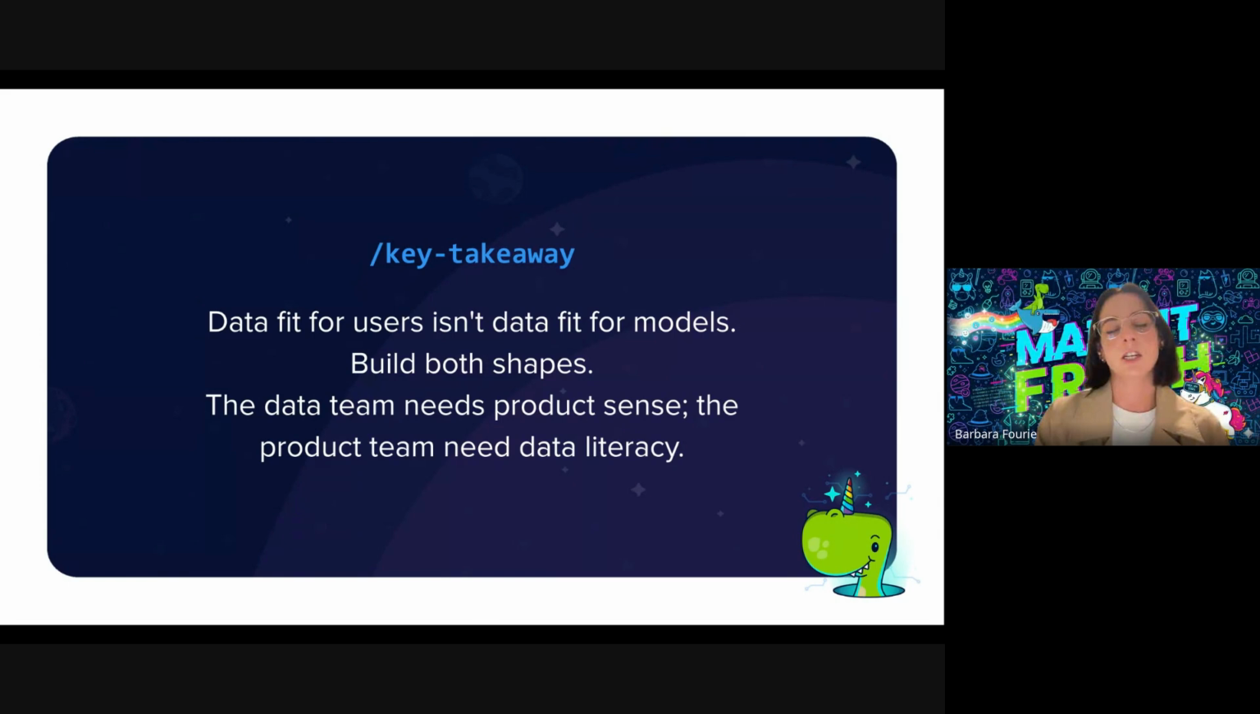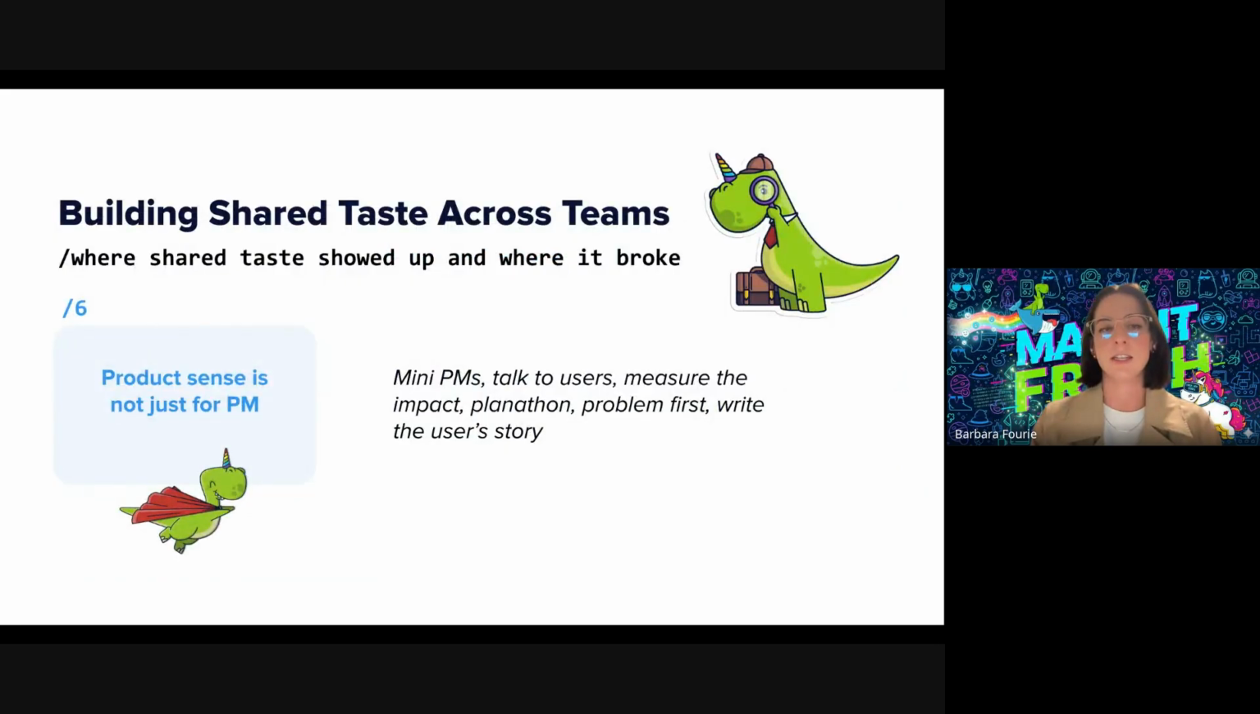And so I think it's just that your data that's fit for your users isn't necessarily fit for the model. So you need to work both ways. Your data team needs to develop product sense, and then your product team also needs to develop data literacy. And that is also a form of shared taste in the team. And then lastly, I think this is an interesting one.